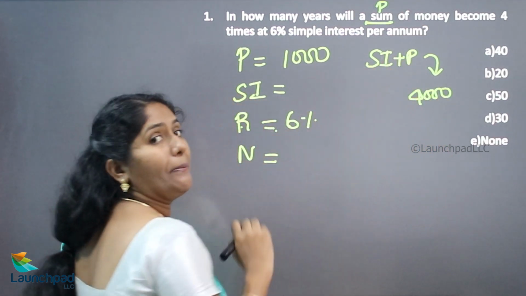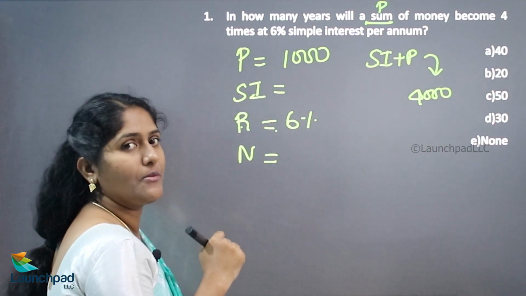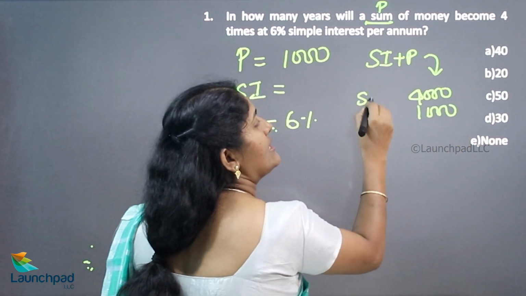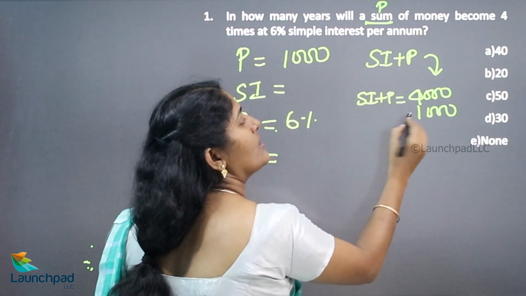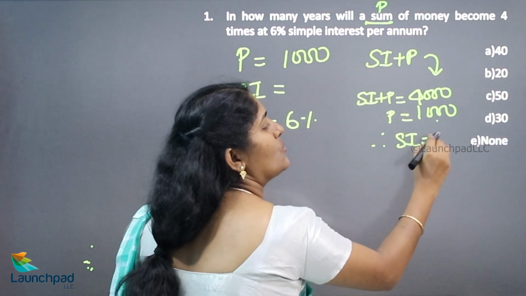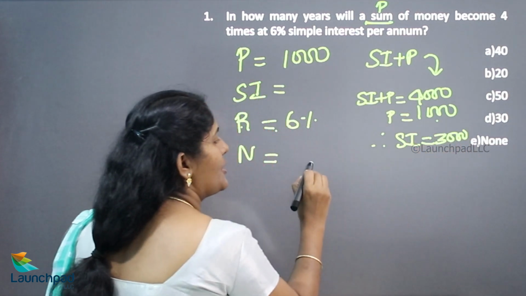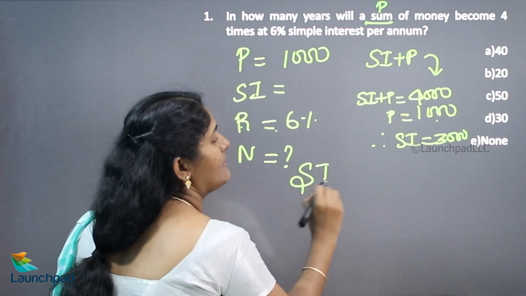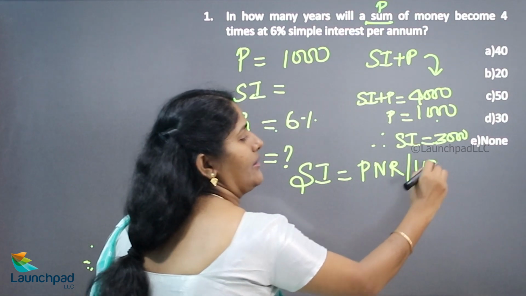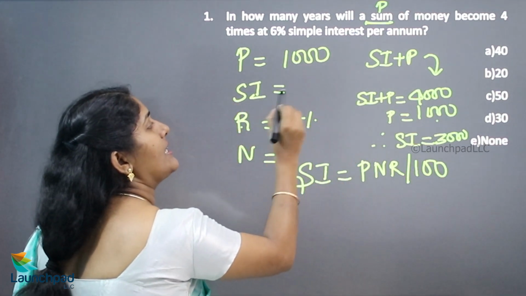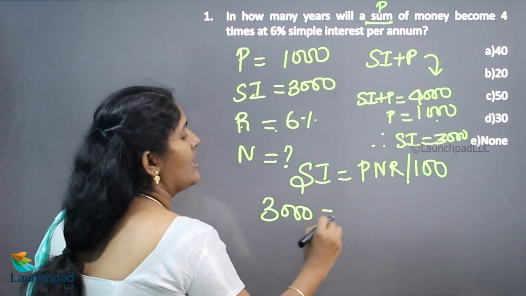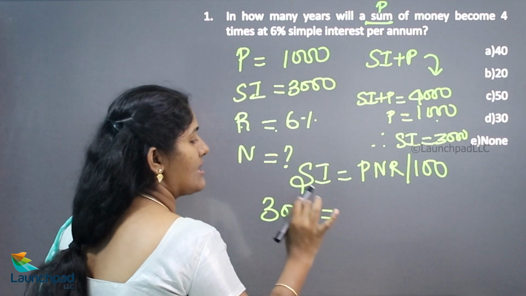Here we are considering the principal amount as 1,000 rupees. So, principal plus SI is 4,000. What is your principal here? 1,000. Therefore, your SI will be 3,000. We already know the formula: SI is equal to PNR divided by 100. Here what is your SI? 3,000. We can take any value; whatever value, the answer will be the same.